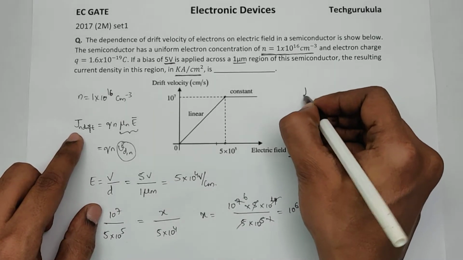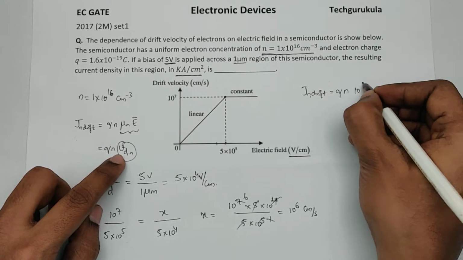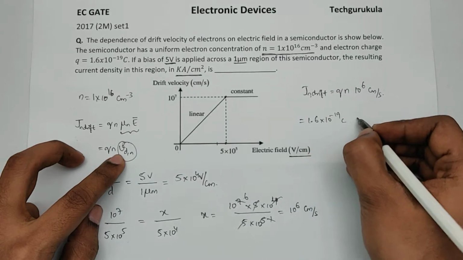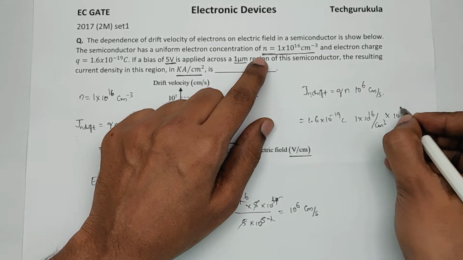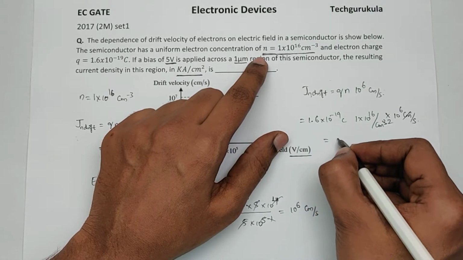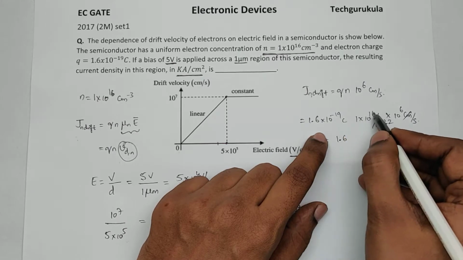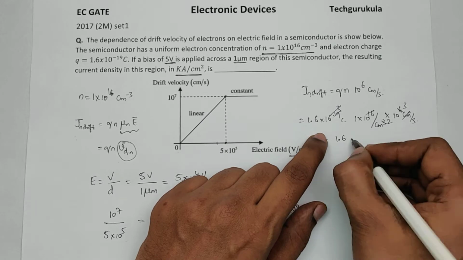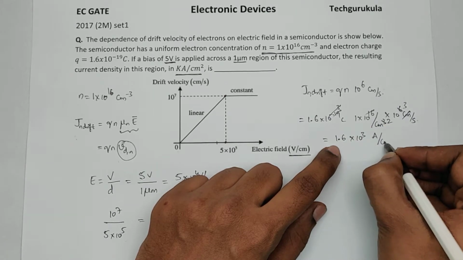Now let's find what Jn drift is. Jn drift would become q times n times the drift velocity, which is 10 power 6 centimeters per second. Let's substitute the electron charge, 1.6 times 10 power minus 19 coulombs, and n is 1 times 10 power 16 per centimeter cube, times 10 power 6 centimeters per second. It becomes per centimeter square. Now we can write this as 1.6 times 10 power minus 19 and 16 we have. Taking 16 with it, it becomes minus 3, and minus 3 plus 6 becomes plus 3. So I can say 1.6 times 10 power 3. Now I have coulombs per second per centimeter square, so coulombs per second is amperes per centimeter square.